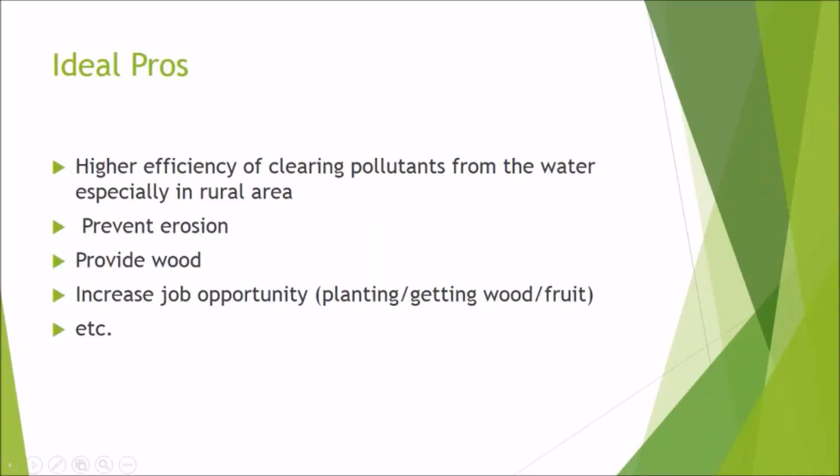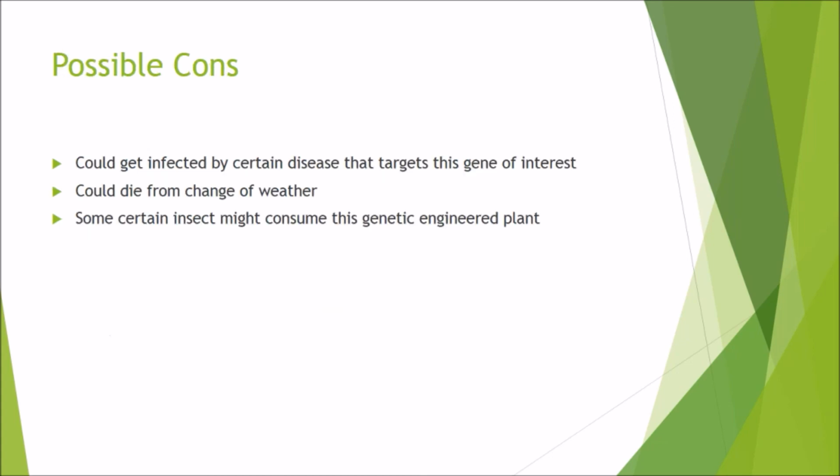The ideal pros this plant can bring are higher efficiency of cleaning pollutants from the water, especially in rural areas, preventing erosion, providing wood, and increasing job opportunities, which are planting, harvesting, wood, and fruits, etc. And the possible cons are that this plant could die from other diseases, have lower wood quality, and attract unwanted insects.